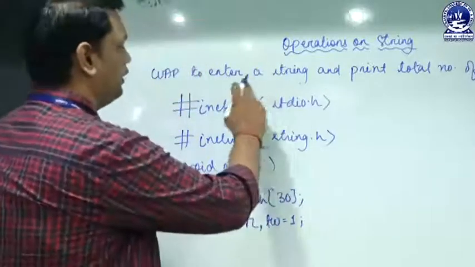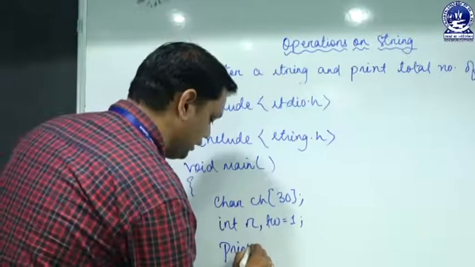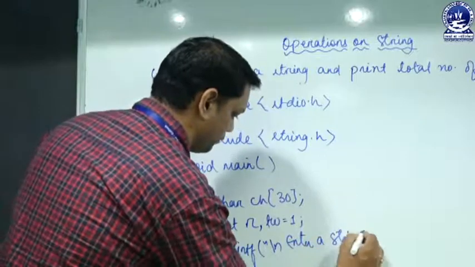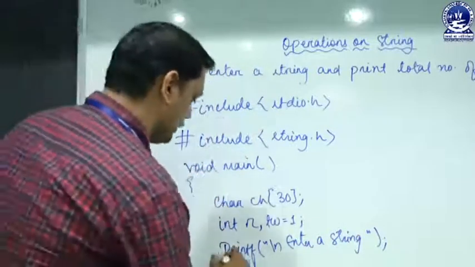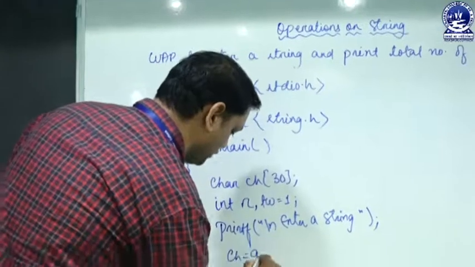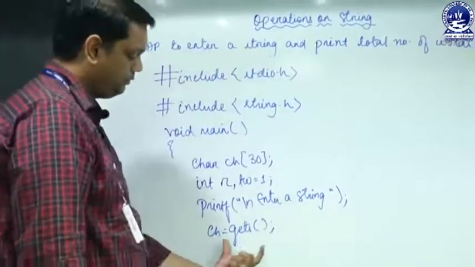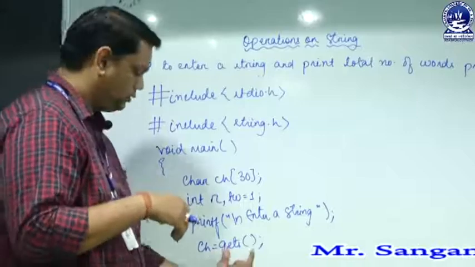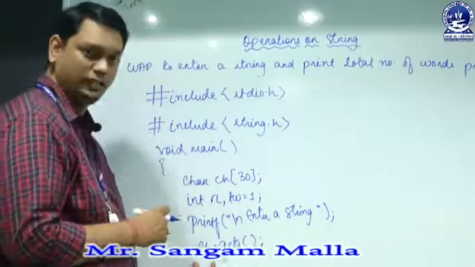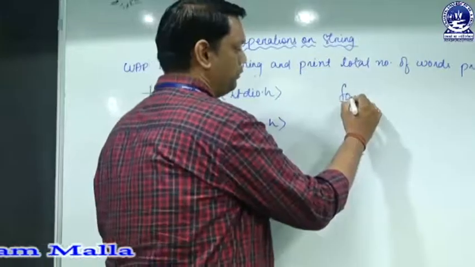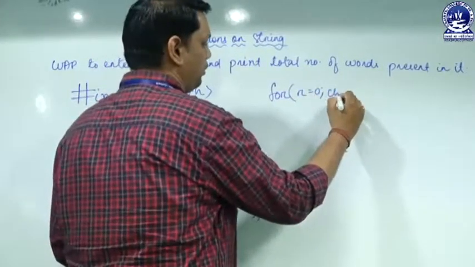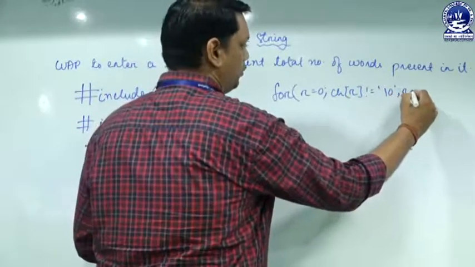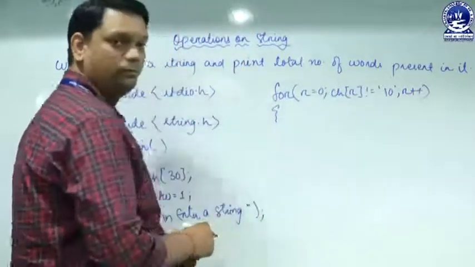So let's enter a string. In order to enter a string, I will give a message: printf enter a string. Now I have to use the gets function, so ch equal to gets. Whenever I write the gets function in C, the user will be prompted to enter a string, and the string will be entered in ch. Now we have to start a loop from index 0, and it will run while ch of r is not equal to \0, because a string always ends with a \0.